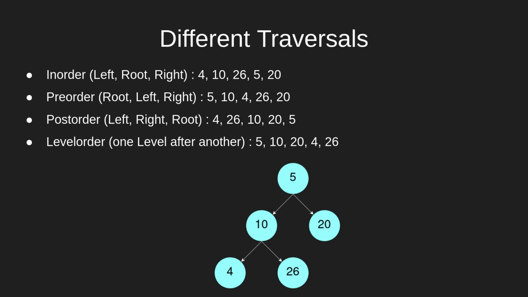The level order traversal is a different kind of traversal. In this traversal, we print the nodes from left to right at each level. So in the diagram, as we can see, the node 5 is on level 1. So we first print 5. Then we print all the nodes on level 2, which are 10 and 20 respectively. After that, we can print 4 and 26, which are on level 3.